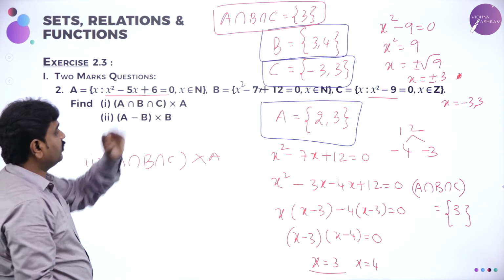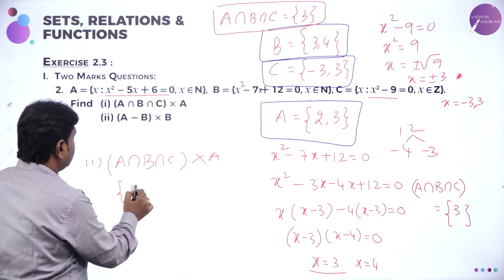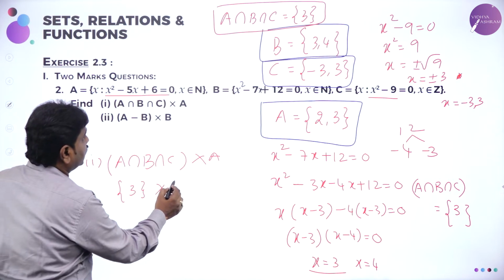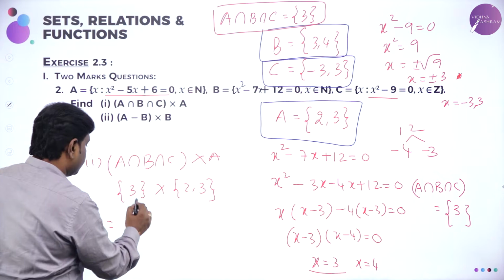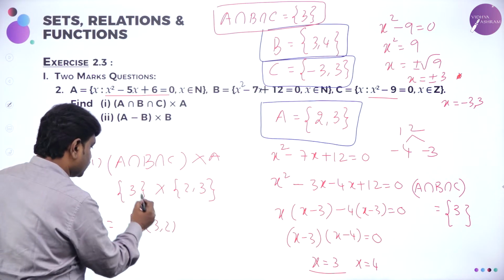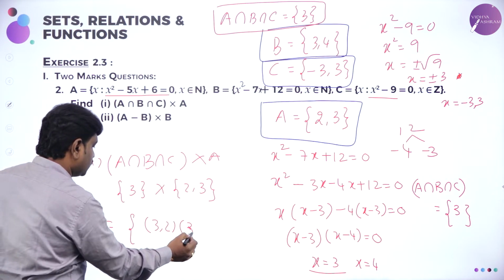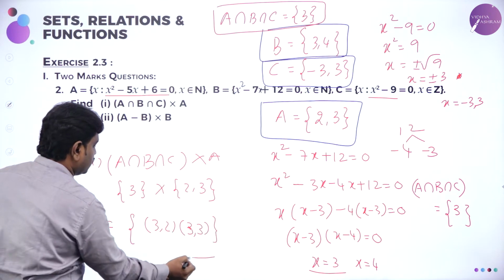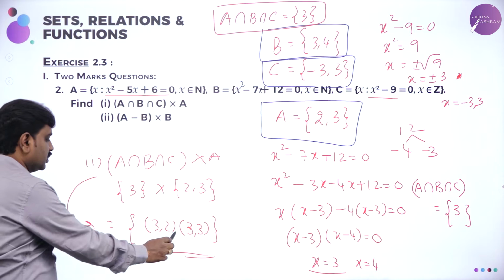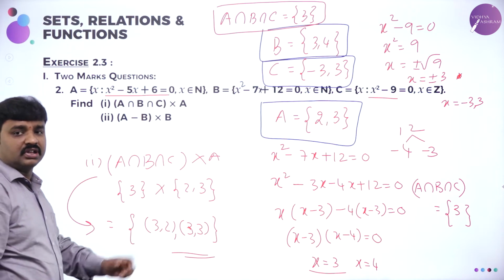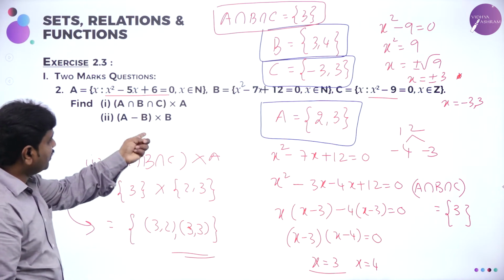So what is A intersection B intersection C? That is 3, cross A. What is A? 2, 3. So you'll get the answer as what? First element 3 comma 2, club with 3 comma 3. That's all. Each element should be an ordered pair. So that's it. Similarly, you can do A minus B cross B.